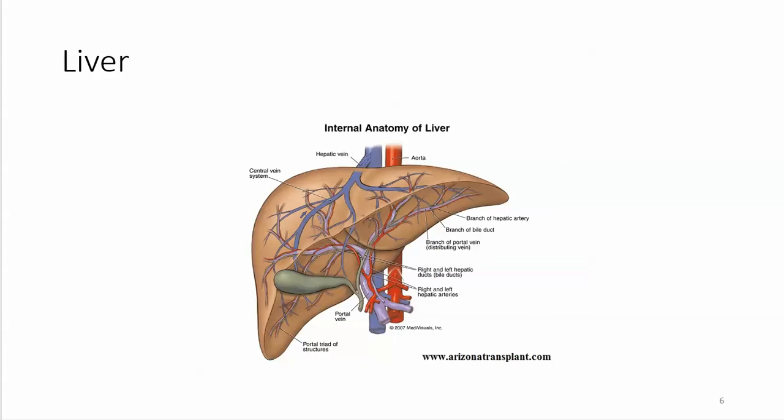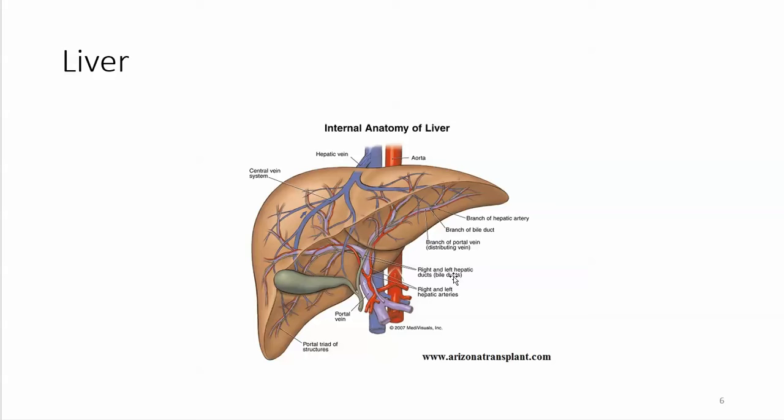The liver. The liver has 4 lobes. Approximately 1.5 quarts of blood pass through the liver every minute via the hepatic artery and portal vein. Now, the hepatic vein carries oxygen-poor blood from the liver to the inferior vena cava. And of course, there's the aorta.